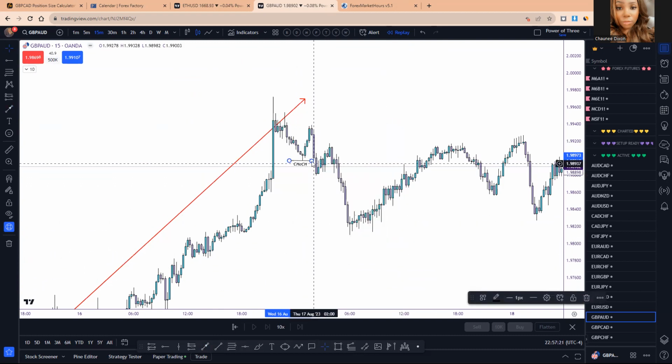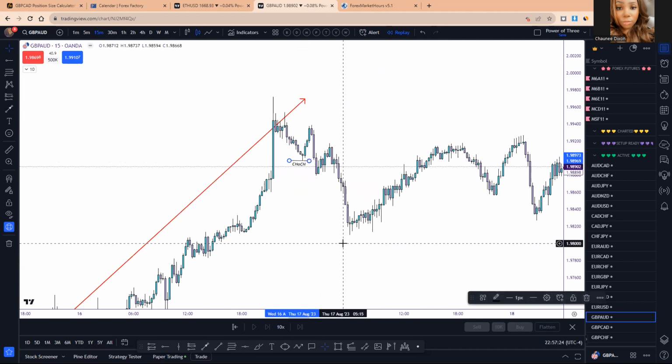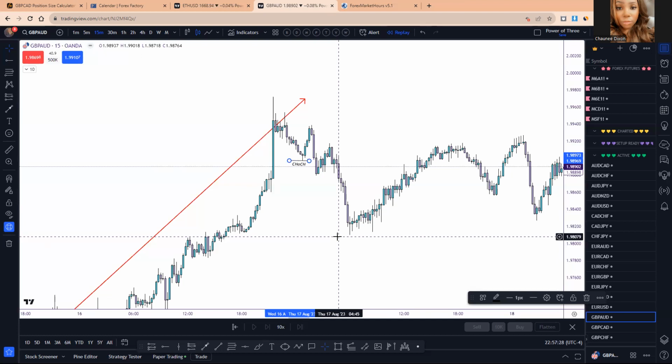Okay, and then what do we see when there's a break of structure? Or what does a break of structure or a change of character leave behind? Does anybody remember what I said about that? If there's a break of structure or a change of character, what does it leave behind? Anybody know?